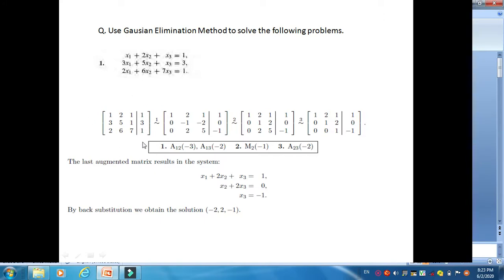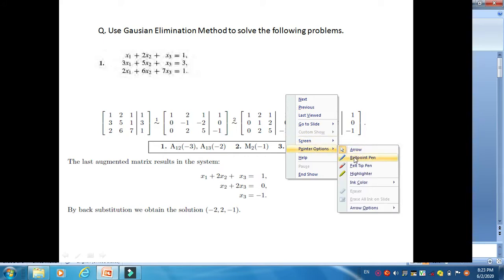Why are we applying elementary operations here? Because we want to find its reduced echelon form. In order to convert from the augmented matrix to reduced echelon form, we have to apply different operations. First, here we have the leading one, and below the leading one we want to convert all elements to 0. So first we multiply row number 1.